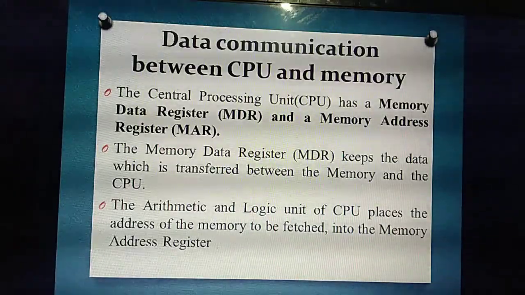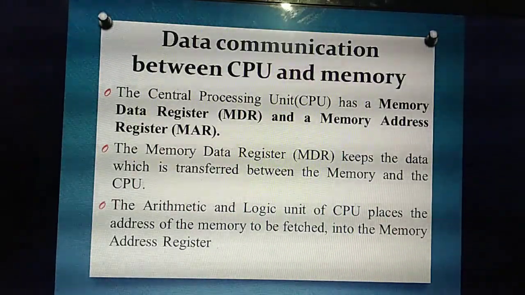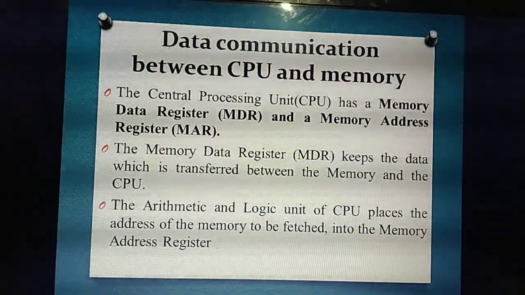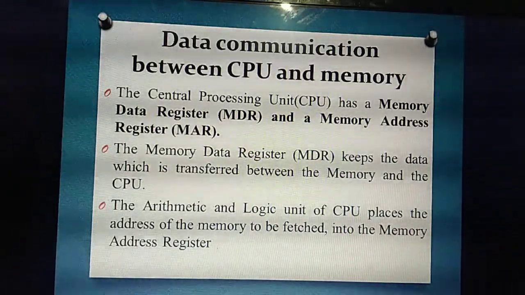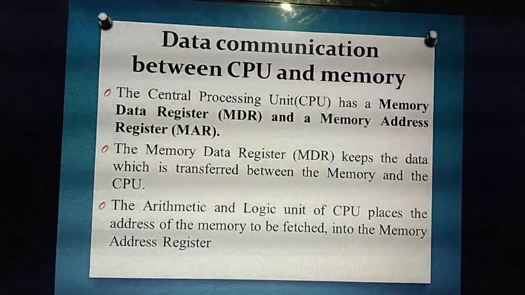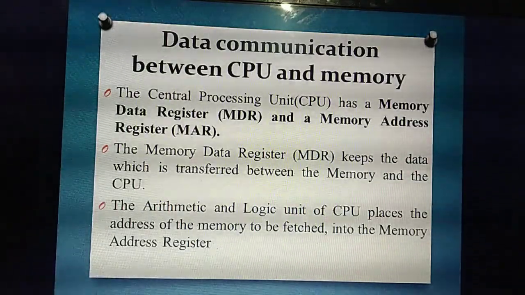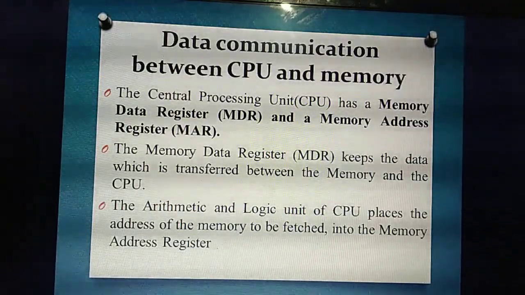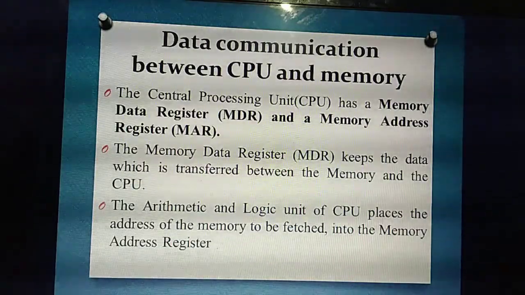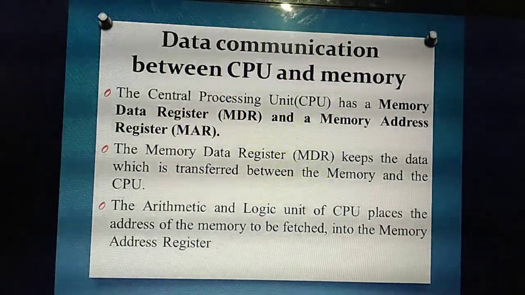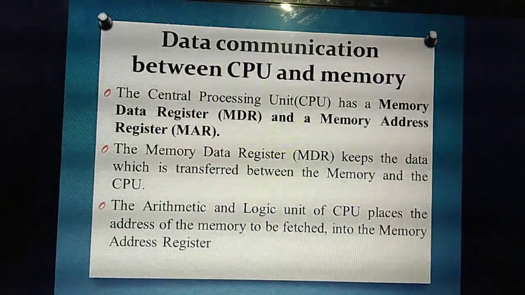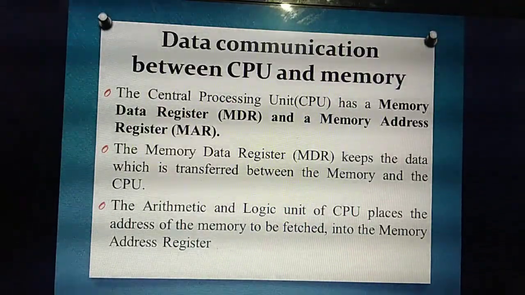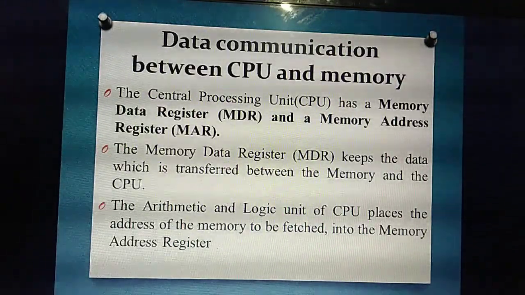So all these addresses need to be fetched. Fetched means get or taken. So all these memory addresses will be stored where? Memory address register. Understand? So the memory address register contains all the addresses of the memory. These addresses will be handled by whom? Two units. Who are they? Arithmetic and logic unit. Understand?